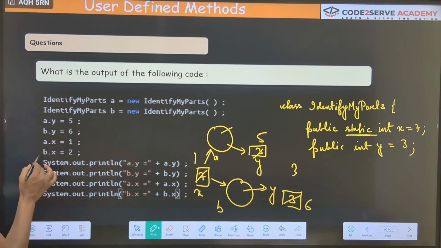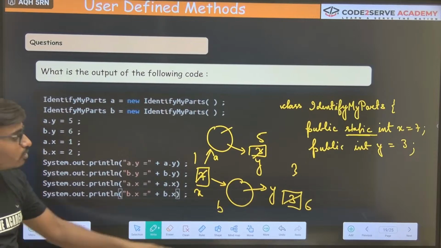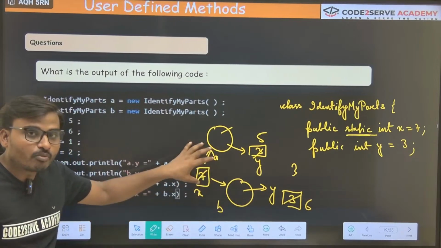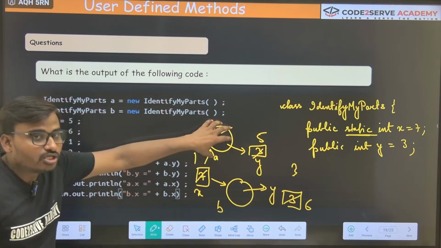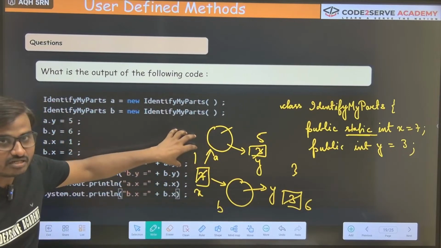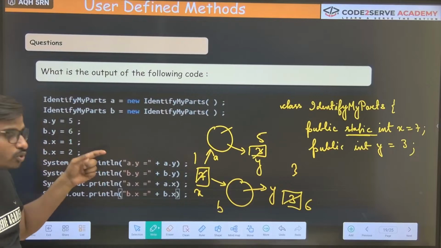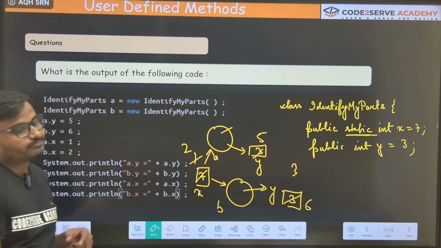Here, now you see you are telling B dot x. So B dot x is also pointing to the same thing. Initially, with A you changed x, so it became 1. Now with B you are changing it to 2, so now it will become 2.